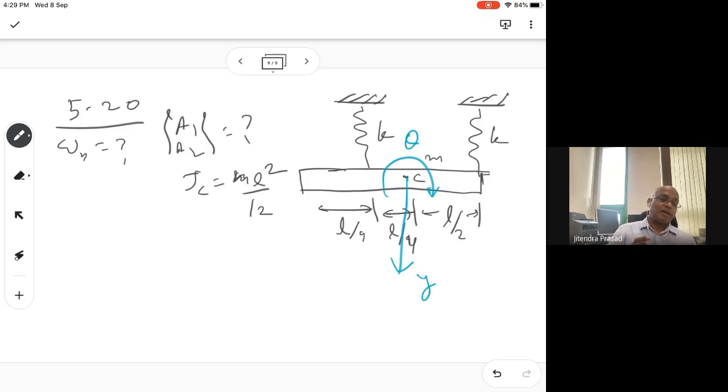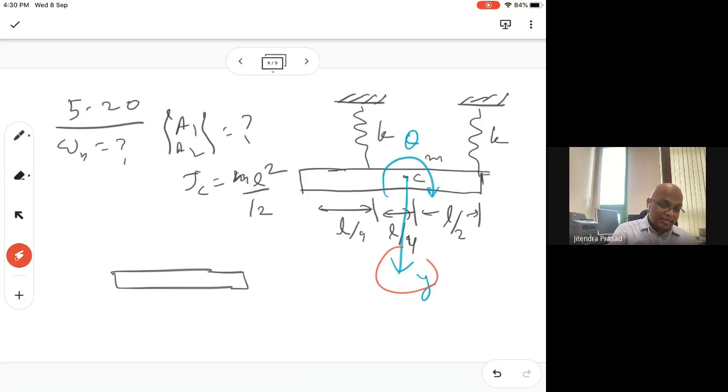And how do you find out? What we are going to do is give a displacement. So let's give a displacement y and a displacement theta clockwise, and then see what happens. There will be two kinds of displacements, and one will be by y downwards.